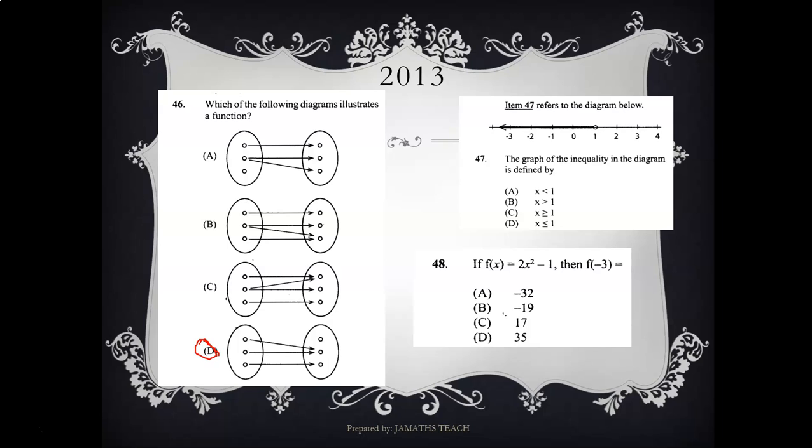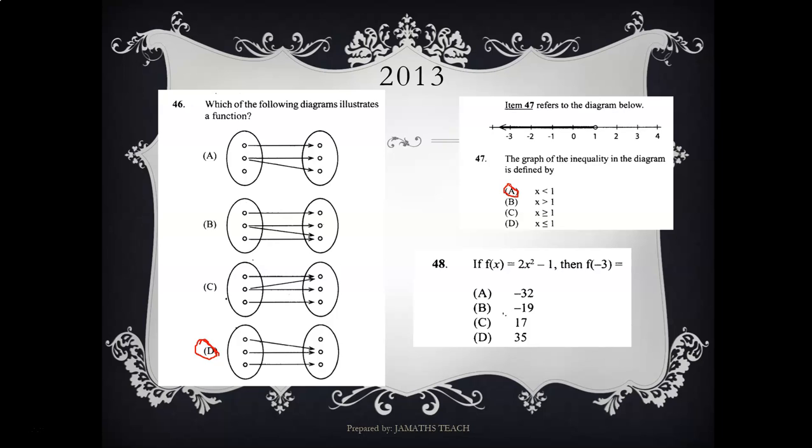Next question. The graph of the inequality in the diagram above is defined by what? Alright, so let's look at the direction of the line. So we see that the line is going to the left. If it is going to the left, then you should realize that that is less than. So it means that x is less than 1. There's no or equal to because the circle is not shaded, so it's not inclusive of 1. So x is less than 1. The point is going to the less than. So our answer is A.